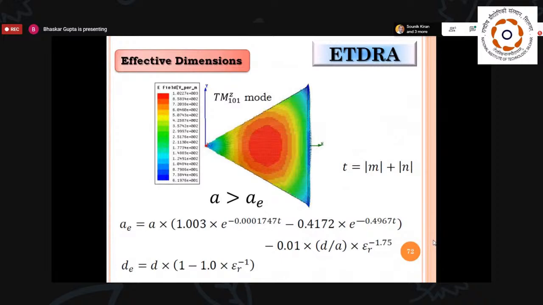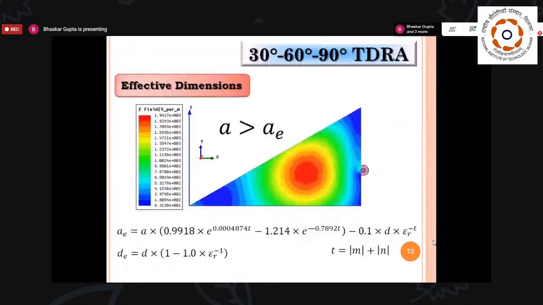Consequently, to take that into account, we defined some effective dimension, AE, not A, not the side. The side was A. This is for equilateral triangle, all three sides are the same, A. But instead of A, we have to consider some effective side length AE, and consequently some effective length DE, and this formulation was made by us. This is not through any rigorous formula, but rather a semi-empirical type of formulation. And through a very rigorous effort, we could get it, and not only for ETDRA, for other shapes of TDRA also, like 30, 60, 90 degrees.